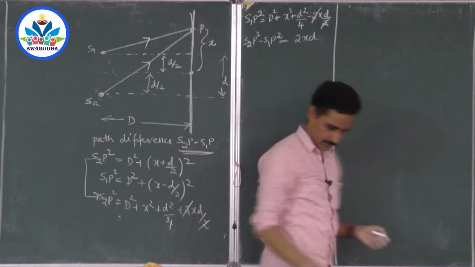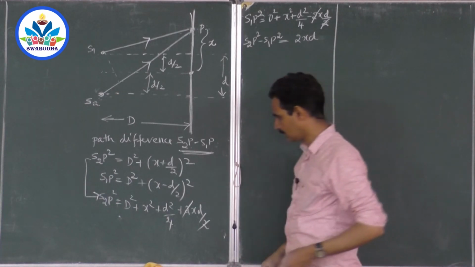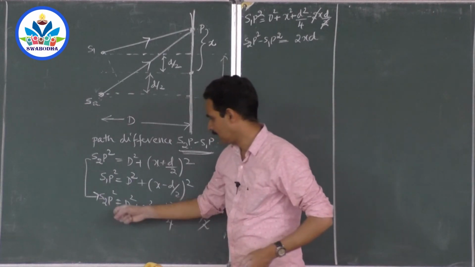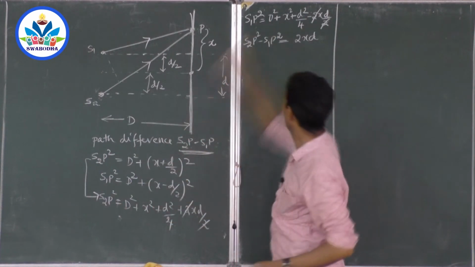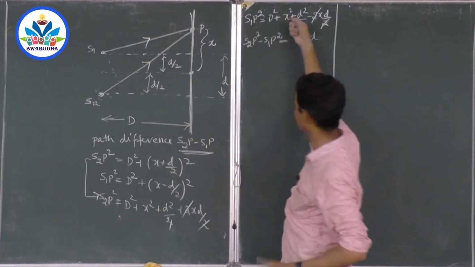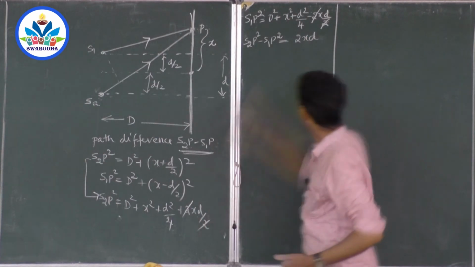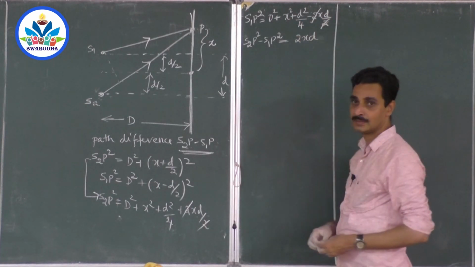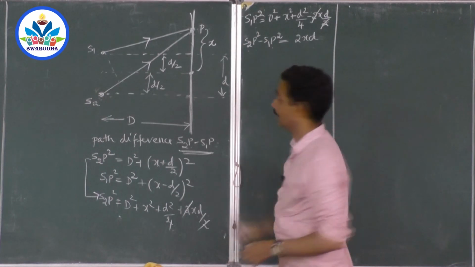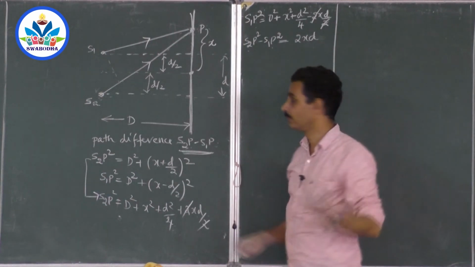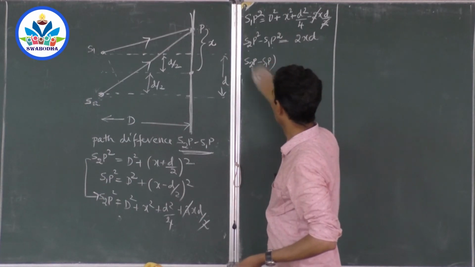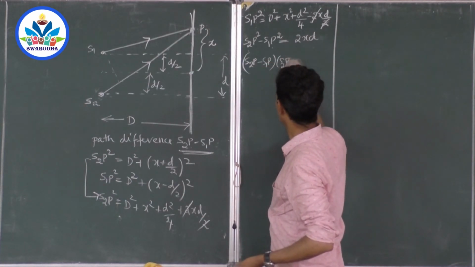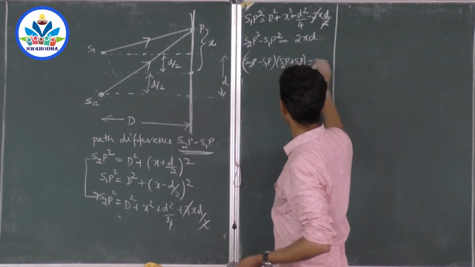So I have to rotate once, otherwise the cable gets turned off. So d square minus d square, x square minus x square, d square by 4 minus d square by 4. xd minus of minus xd, 2xd. Now shall I write this as a plus b into a minus b? S2P minus S1P into S2P plus S1P is equal to 2xd.